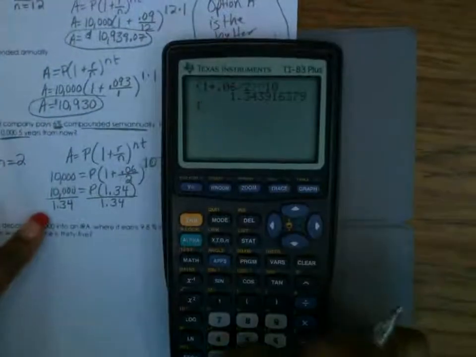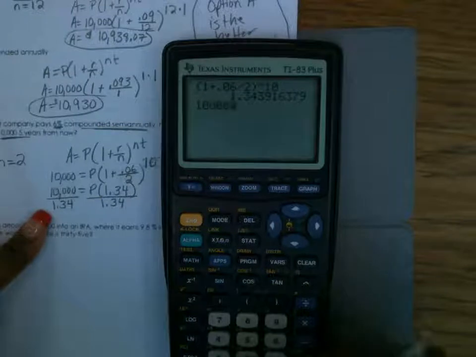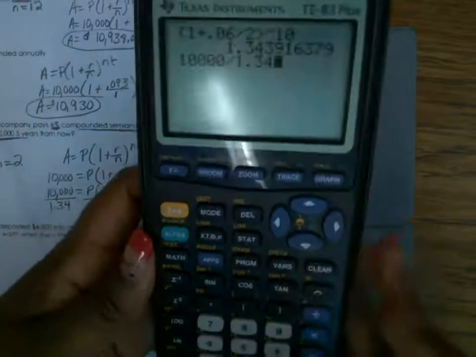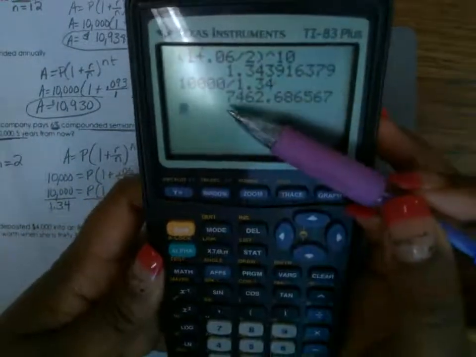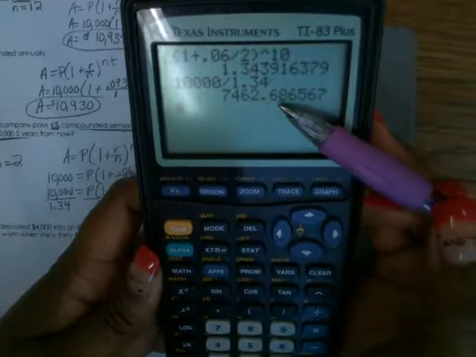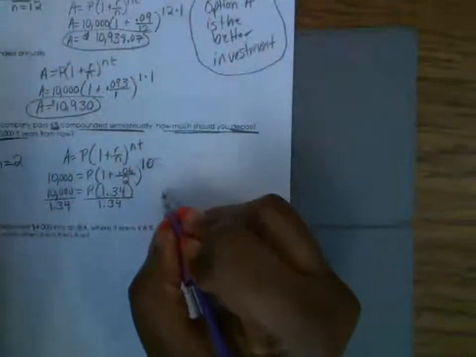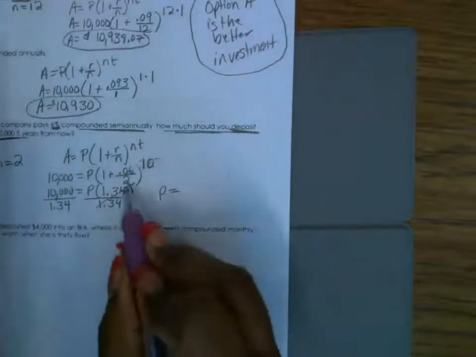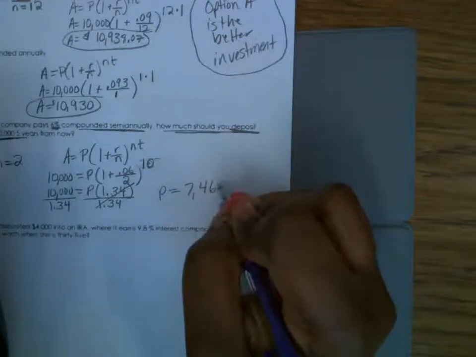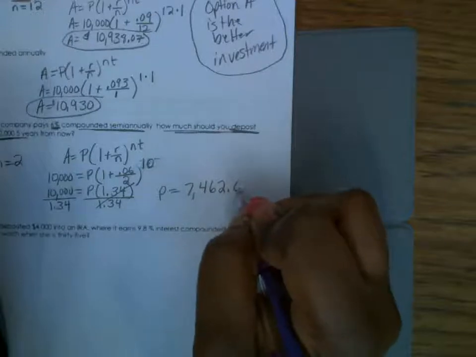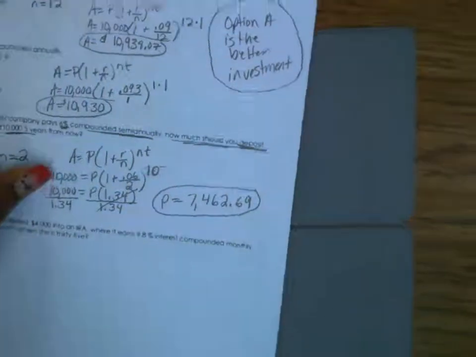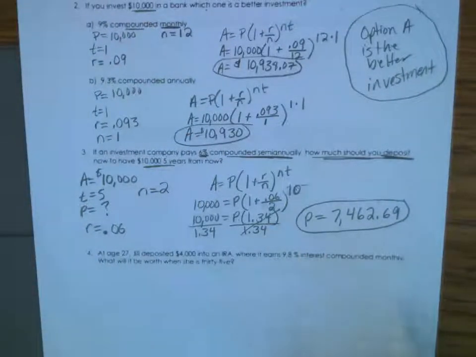So that's 10,000 divided by 1.34. Okay, and that gives me about $7,462.69. So P is equal to, because remember this will cancel out, $7,462.69. Okay, so that's what your starting amount is going to be.